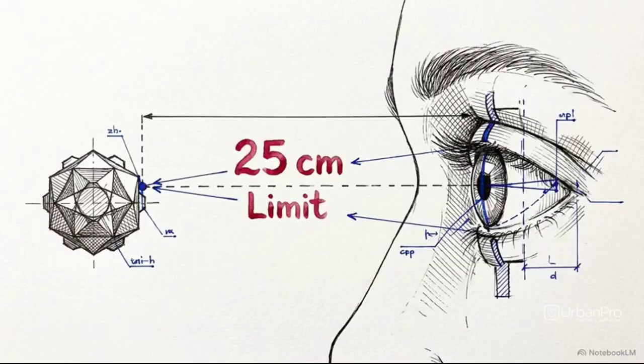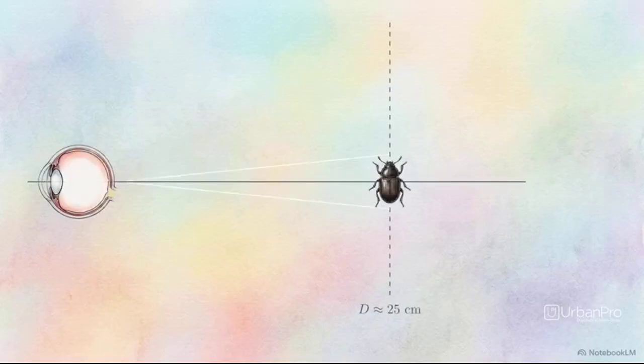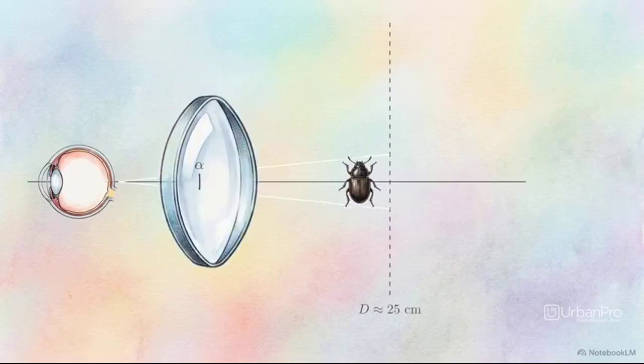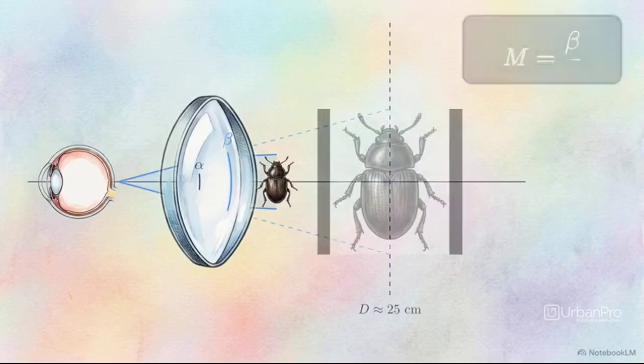Linear magnification calculates physical height, but for microscopic details, this metric fails. The human eye has a strict physical limit, the near point of distinct vision, roughly 25 centimeters. To evaluate instruments, we use angular magnification. This measures how much wider an image forces your field of view open, compared to viewing the raw object exactly at that 25 centimeter limit.